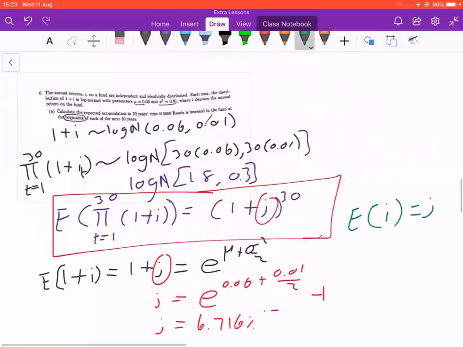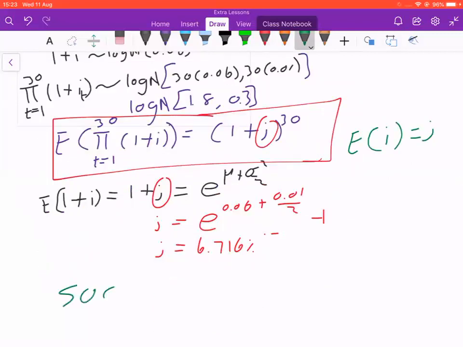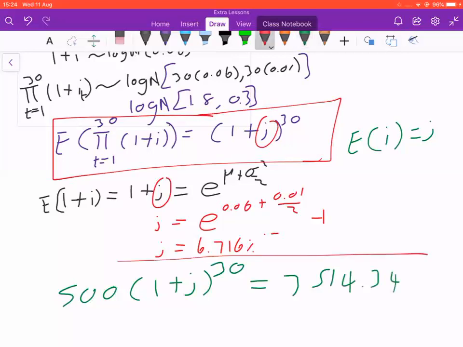So the accumulated value of 500 rand after 30 years is going to be 500 rand times 1 plus J to the power 30. And the answer is $514.34. Any questions so far? Do you all understand how I got this, or should I repeat it? No question. Okay.